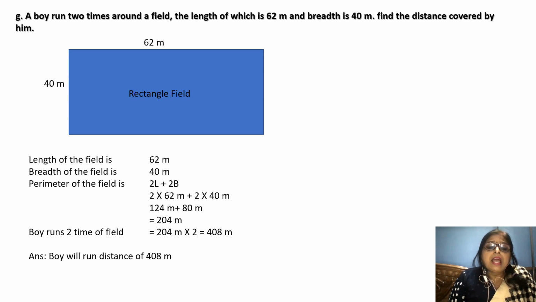204 meter, and the boy is running 2 times around this field. So here you can write 204 meter into 2, that is equal to 408 meter. So the boy will cover the distance of 408 meter. In this way you can find out the total distance covered by him. In this way you can do the whole sum following this method.